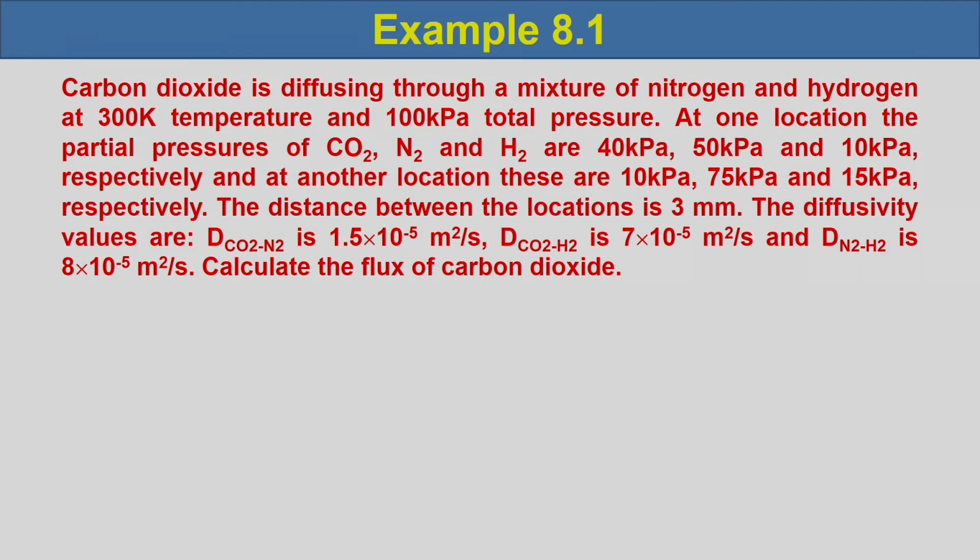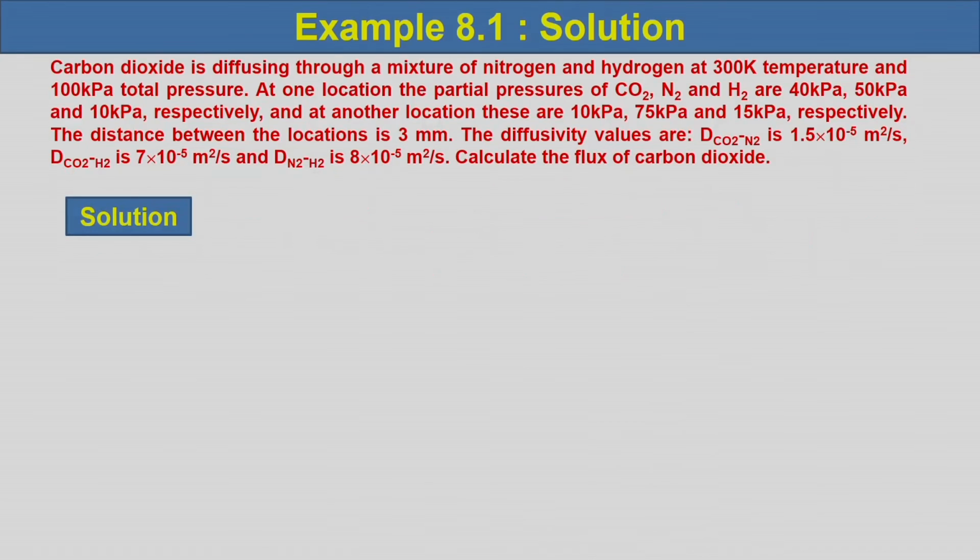Since this is an example of a multi-component system, we have to use the equation to calculate the mixture diffusivity, and then we can calculate the flux. So, the flux equation which we have derived, for carbon dioxide over here, is N_CO2 equal to C into D_CO2-mixture divided by L into ln of (1 minus Y_CO2 at L) divided by (1 minus Y_CO2 at 0).